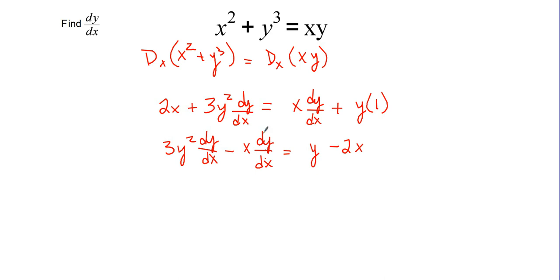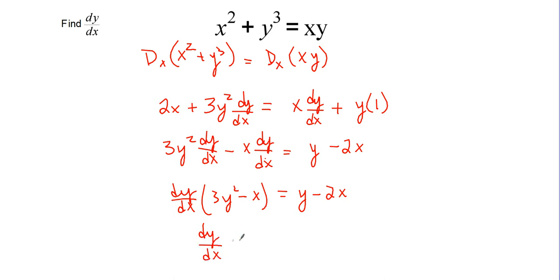Then, since both of the terms on the left side have a dy/dx, we can factor that out. dy/dx times (3y squared minus x) equals y minus 2x, and then divide by 3y squared minus x, giving us dy/dx equals (y minus 2x) over (3y squared minus x).